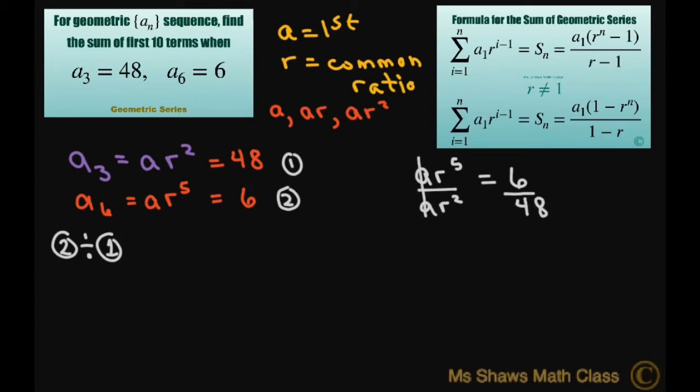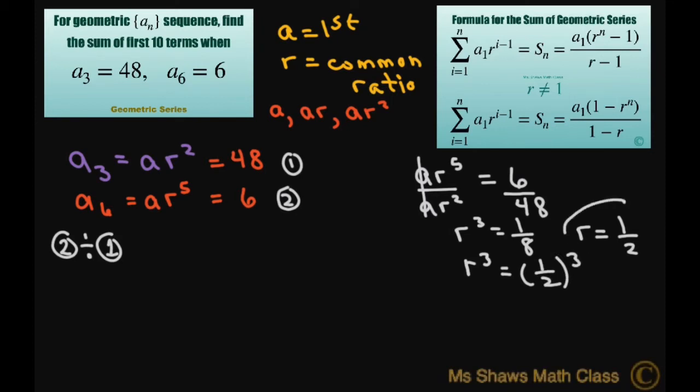The A's cancel, and you get R cubed equals 1/8. So basically our R is going to equal 1/2, because I can write this as R cubed equals 1 divided by 2 cubed, right? Because that would be 1/8. So your common ratio is 1/2. If your common ratio is 1/2, then you substitute it back in and find your A.